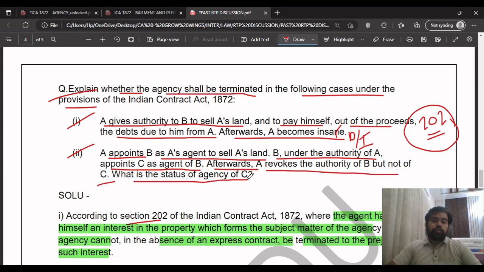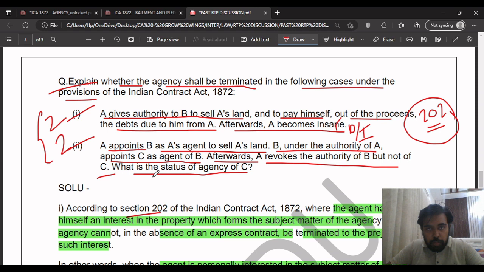See, this is a very simple question. Each question can carry 2 marks. You can easily score at least a minimum of 4 marks out of this, and 5 marks definitely, because the provisions are very important in these questions. What they are telling us in question number 2 is that this is a case of subagent.